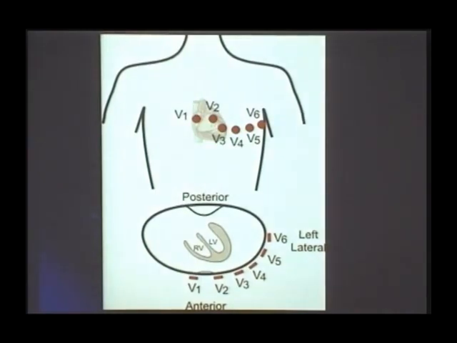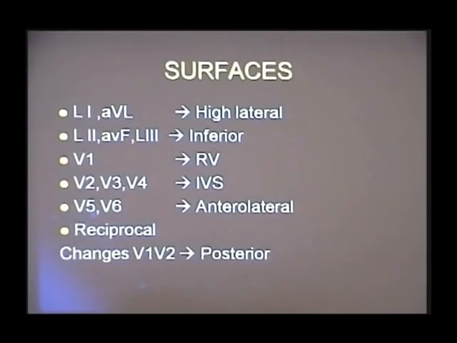Whereas when you look at the chest leads, V1 is on the right ventricle, V2, V3, V4 in the septum and anterior wall, V5, V6 gives me anterolateral surface of the heart. So look at the surfaces: L1 AVL high lateral, L2 AVF, L3 inferior surface, V1 is right ventricle, V2, V3, V4 interventricular septum, V5, V6 anterolateral wall. Which surface we did not see? Posterior surface, isn't it? Posterior surface is the one.